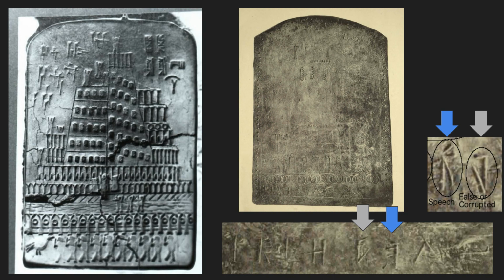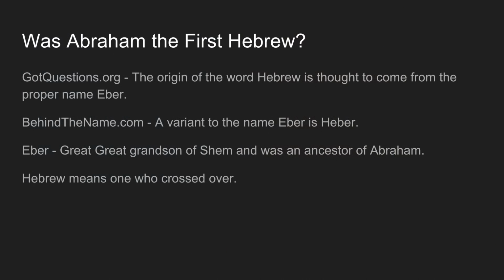Okay, now next to language is corrupted, next I see HVAV. And so I'm wondering, so what are the HVAV? And then as I did some more research, this is what I found out. We oftentimes think of Abraham as being the first Hebrew. However, this is not the case. GodQuestions.org says the origin of the word Hebrew is thought to come from the proper name Eber. And Eber was the great-great-grandson of Shem and was an ancestor of Abraham.